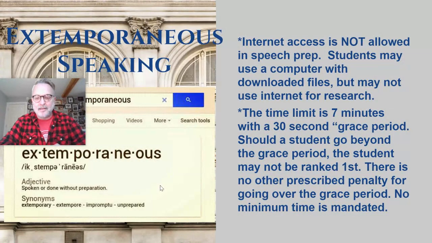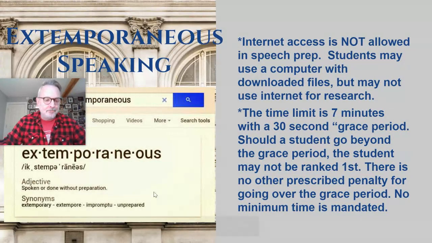The biggest thing to remember is that it is a 7-minute speech, no notes. It has to be connection to the judge, and you are delivering a well-performed, well-oiled speech. If you go over the grace period, you cannot be ranked first. Ideally, where I want you to hit is about 6:15 to 6:45. That's a really good spot to be able to kind of levy from.